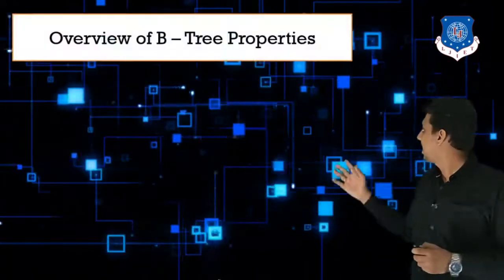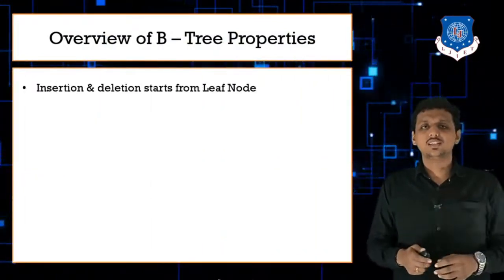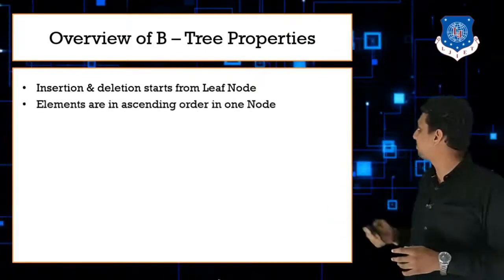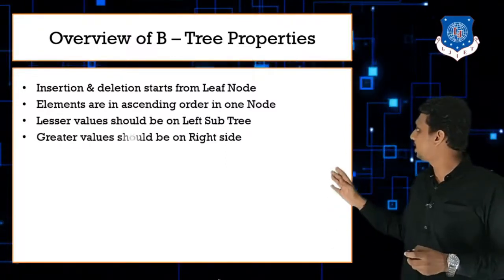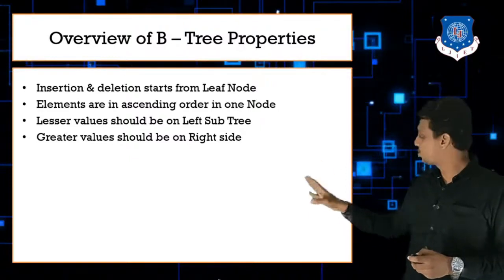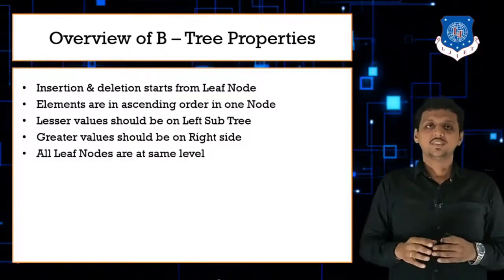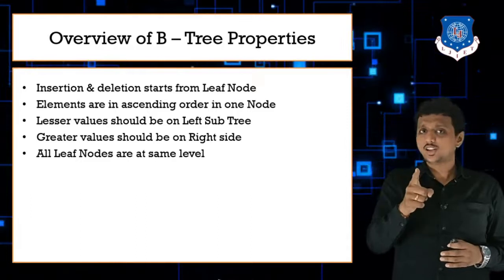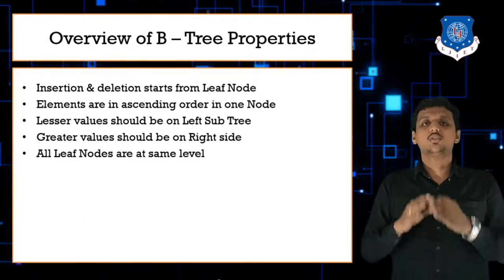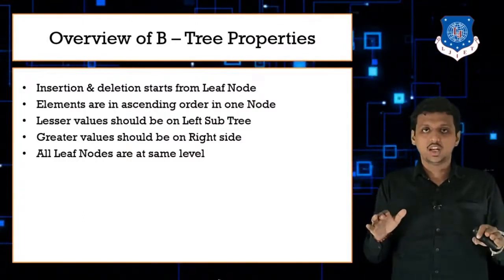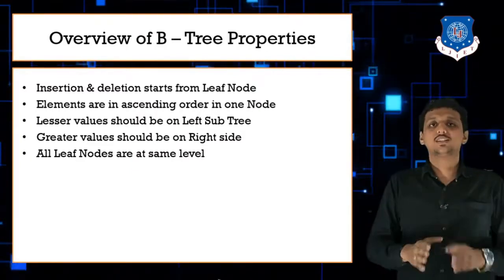Now, here is an overview of the B-tree properties. The first property is that insertion and deletion start from the leaf node. Then, lesser values from a node are situated on the left side and greater values are situated on the right side. Then, students, all leaf nodes are at the same level. After performing insertion or deletion, all leaf nodes remain at the same level. So there is no chance of an unbalanced tree here, because your tree is a balanced tree.